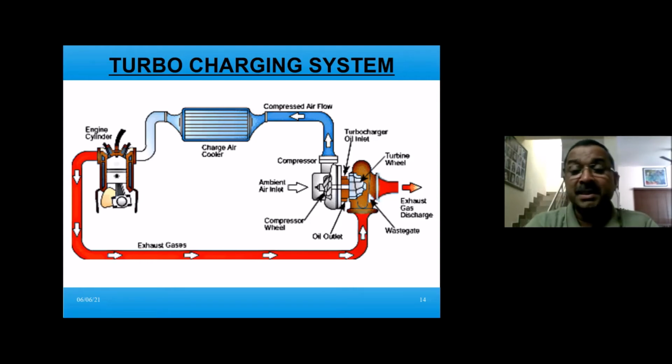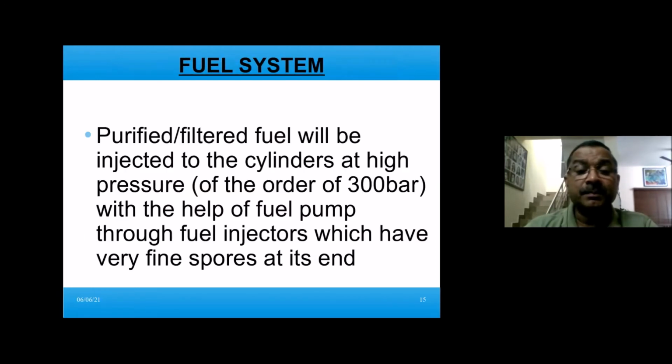Okay. So this is the turbocharging system. All of the diesel engines we have in the market right now are of a turbocharged system. Then another subsystem which is very important is the fuel system.